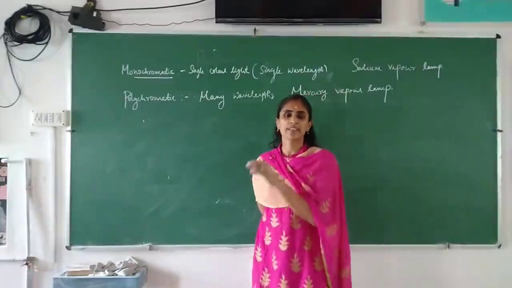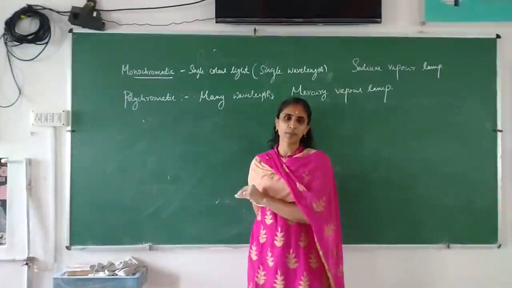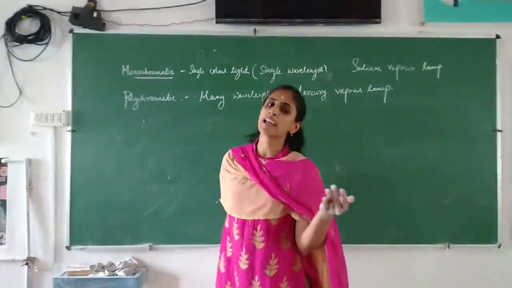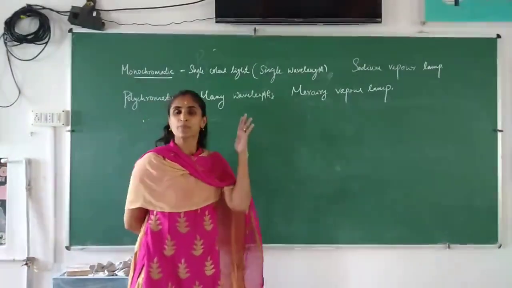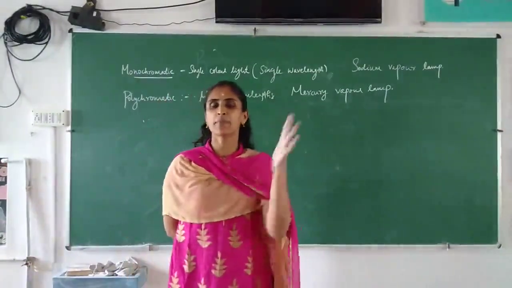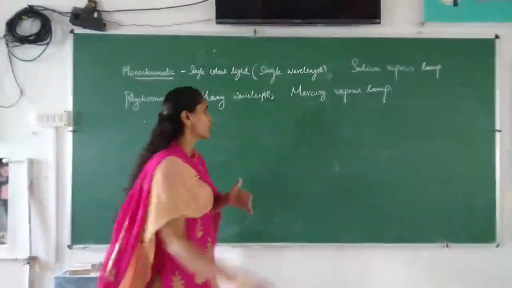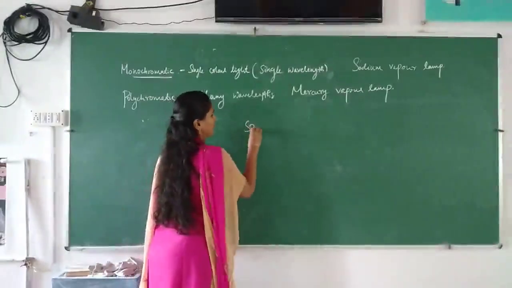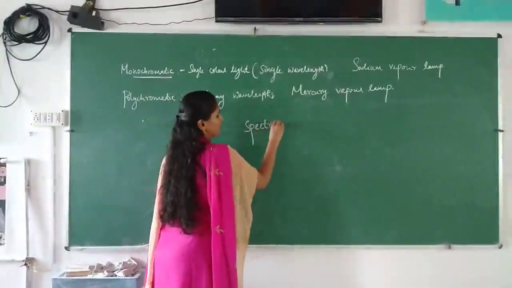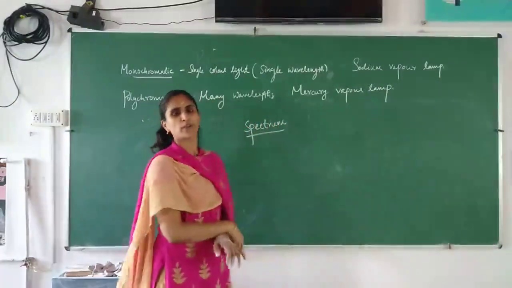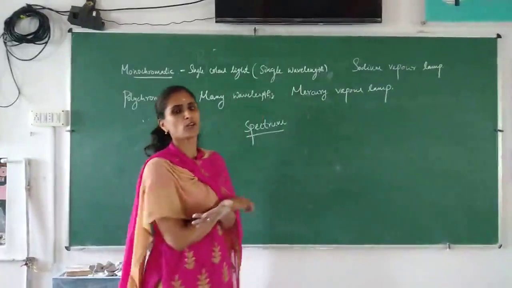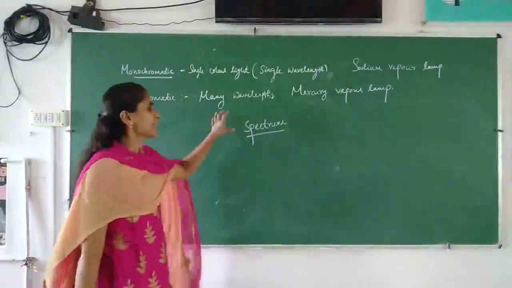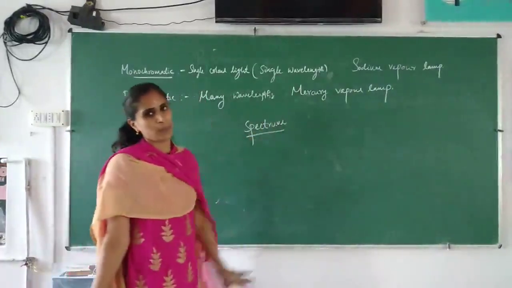When composite light is allowed to pass through a prism, it will get split into its component colors, and that phenomenon is known as dispersion. The band of colors that we obtain, we call it the spectrum. For example, here VIBGYOR: violet, indigo, blue, green, yellow, orange, red, those 7 colors we can call a spectrum.